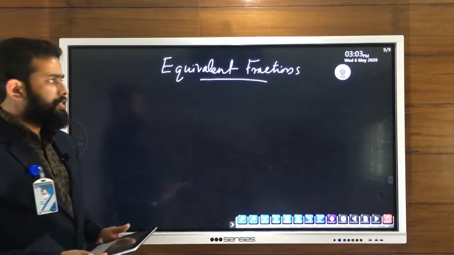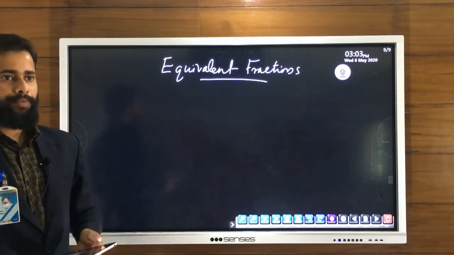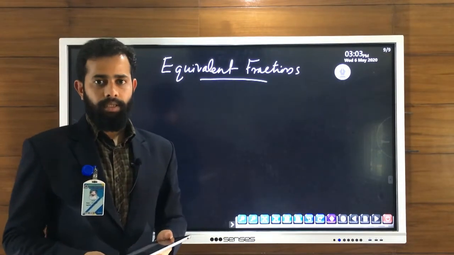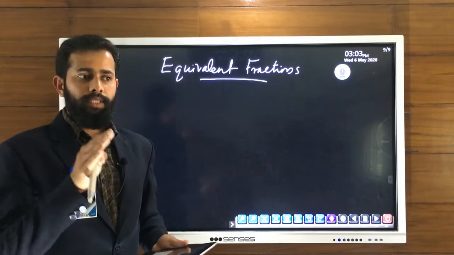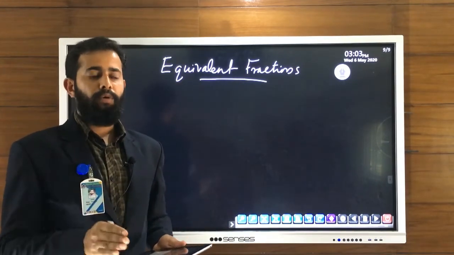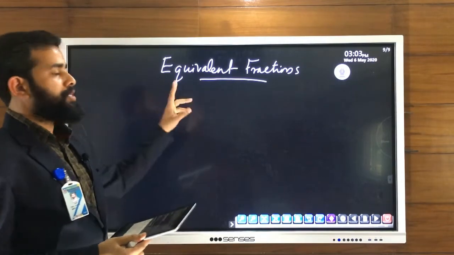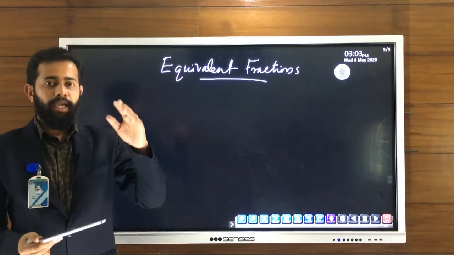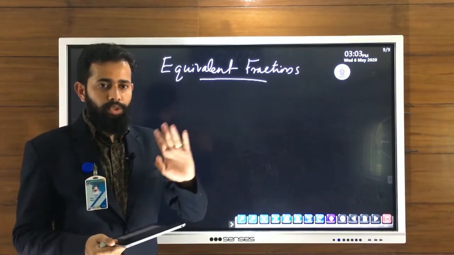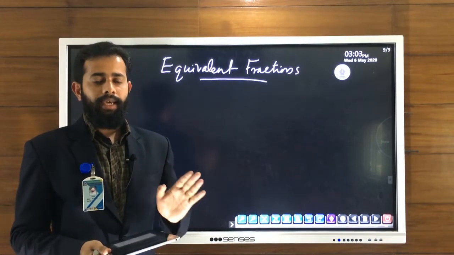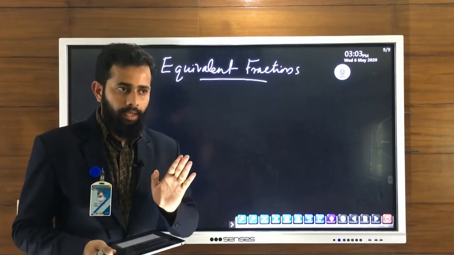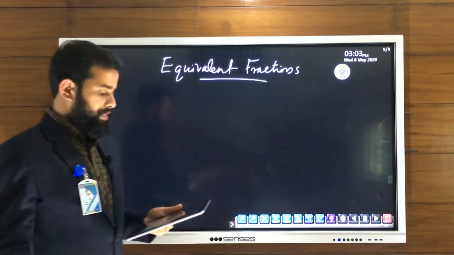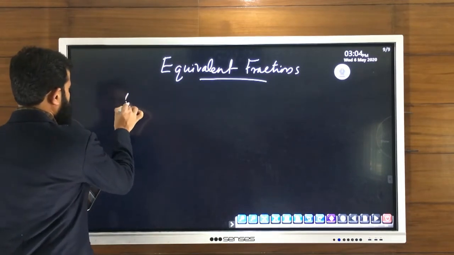Equivalent fractions are related to the previous topic, standard form. If there are two rational numbers, and both have the same standard form or lowest form, those rational numbers are equivalent fractions. Repeat once again: we are comparing two rational numbers. If those two rational numbers have the same standard form, then they are equivalent fractions. We will see some examples.